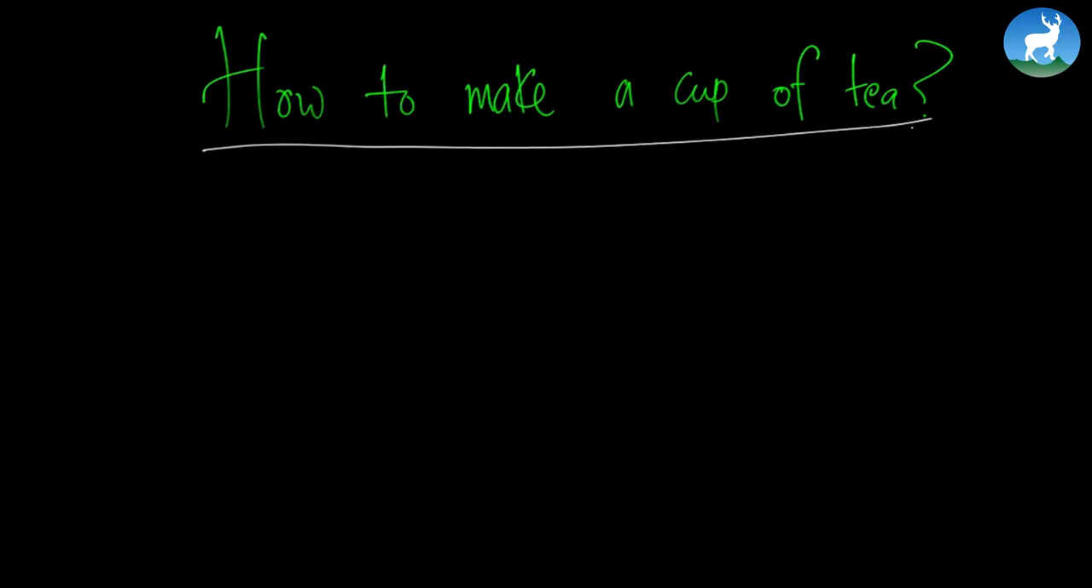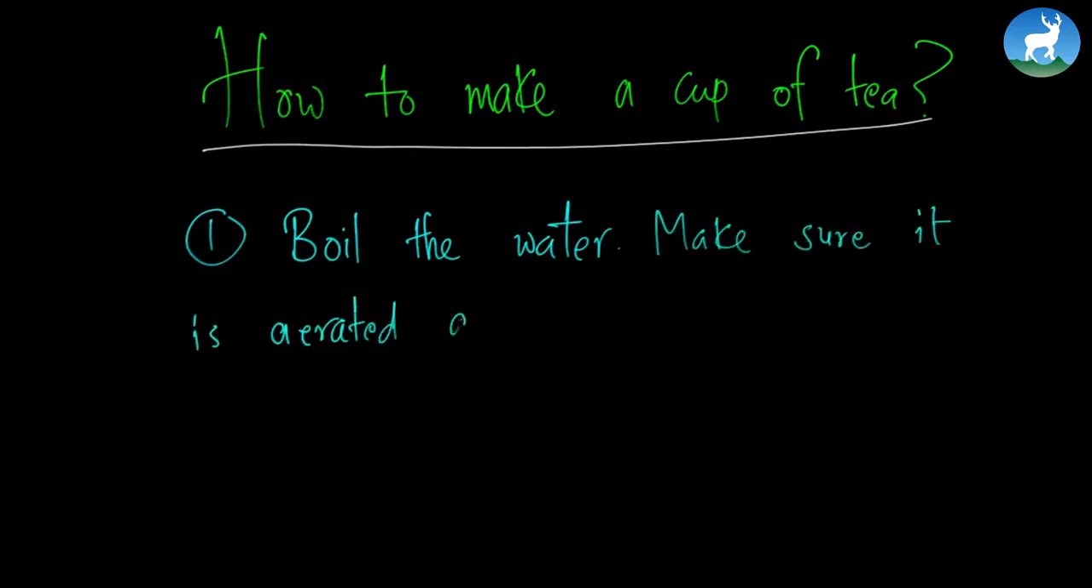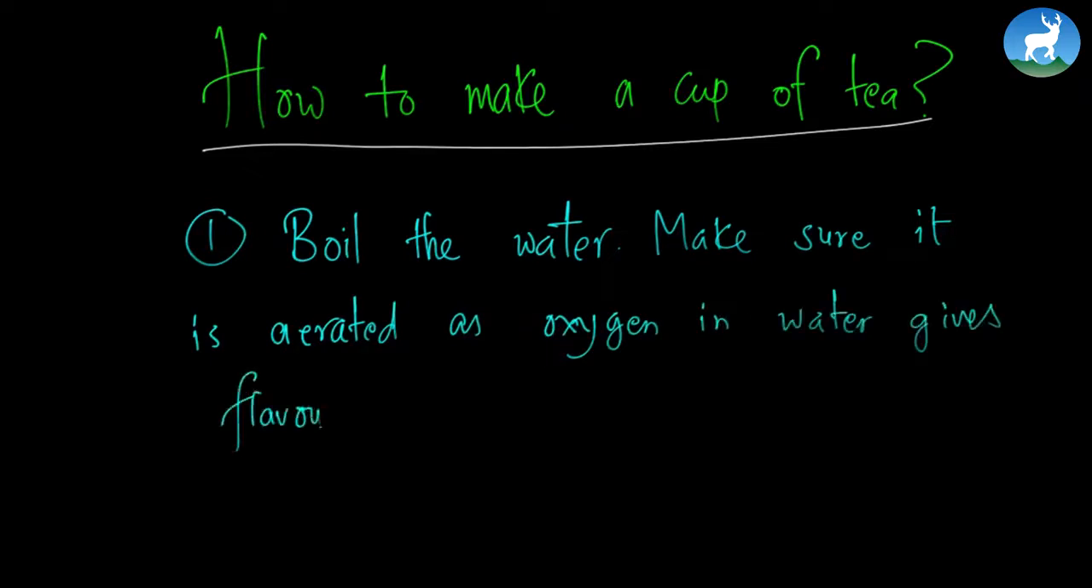First of all, boil the water. So this is an imperative sentence. How to make a cup of tea? First of all, boil the water. Make sure it is aerated, as oxygen in water gives flavor. So first of all, run the tap a little so the water is nicely aerated, and only boil it once, because you want to keep the oxygen level up, since oxygen in the water helps keep the flavor.